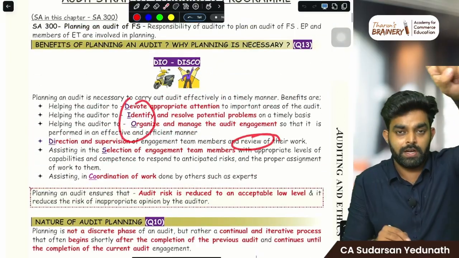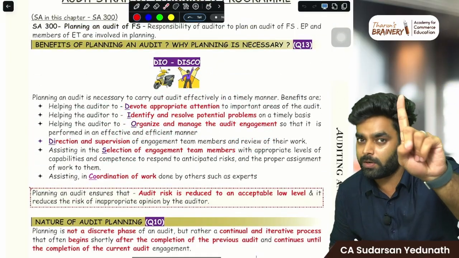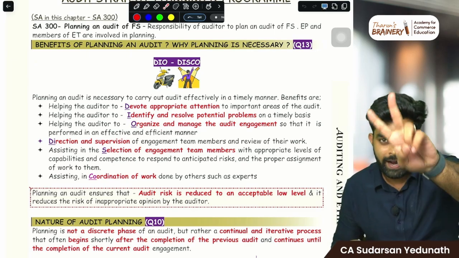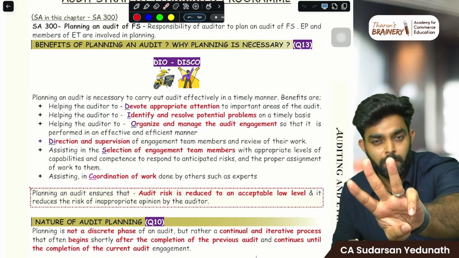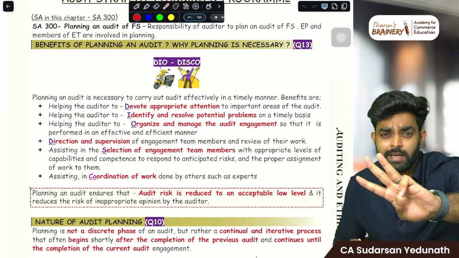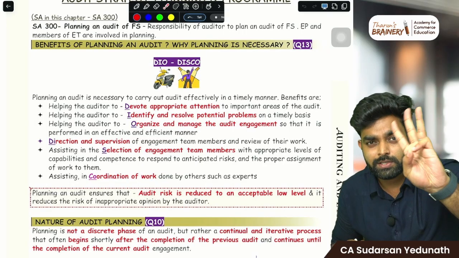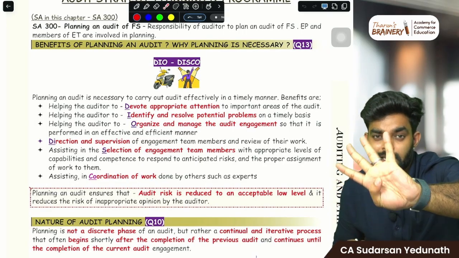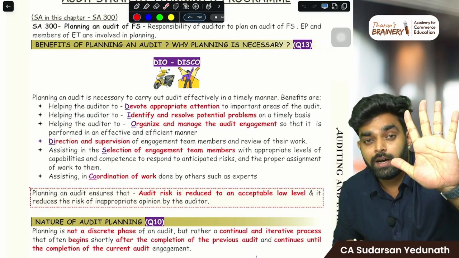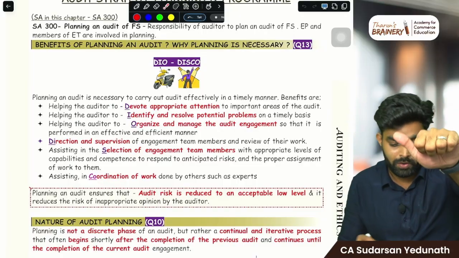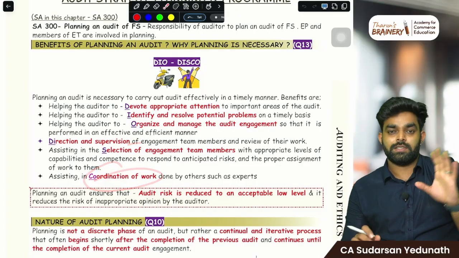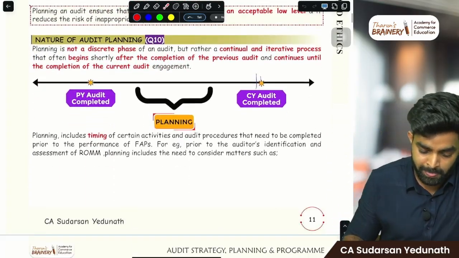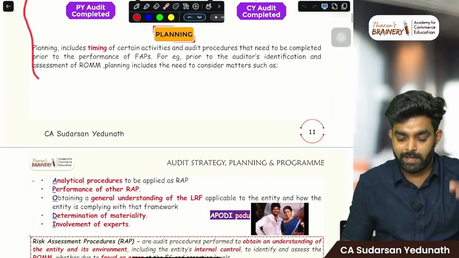DO DISCO: D, devote appropriate attention to important audit areas. I, identify and resolve potential problems. O, organize and manage audit engagement. D, direct and supervise engagement team members. S, selection of engagement team members. Co, coordination of work done. Simple as DO DISCO, keep in mind. Done.